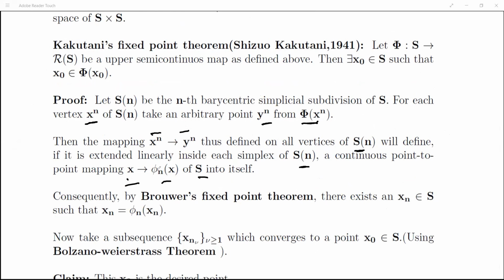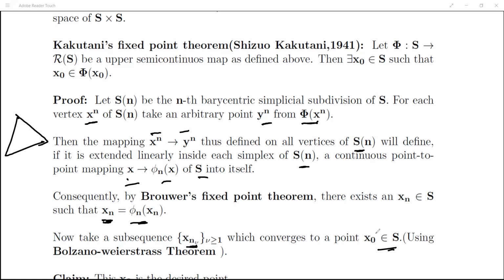Now we use Brouwer's fixed point theorem. I used it for the circle, but a similar argument also works for your closed simplex, at least in 2 dimensions. So that is a continuous map from the simplex to the simplex. So by Brouwer's fixed point theorem, you have a fixed point for this map phi n. Now this simplex is obviously a compact set, right? So you can apply the Bolzano-Weierstrass theorem: this sequence of fixed points will have a convergent subsequence inside this, isn't it? It's just the standard Bolzano-Weierstrass theorem.